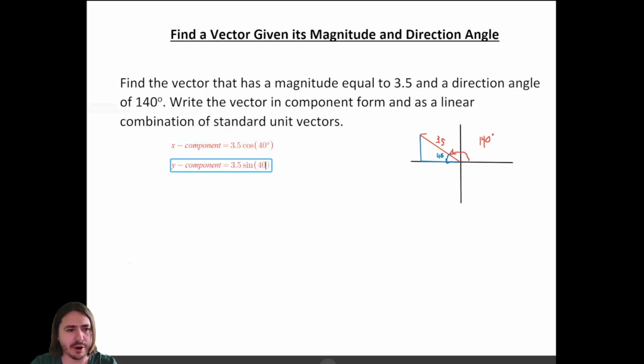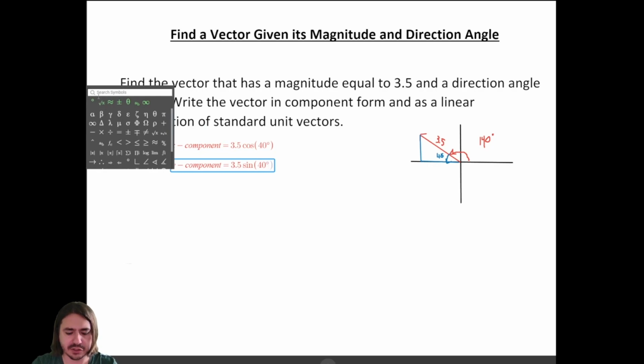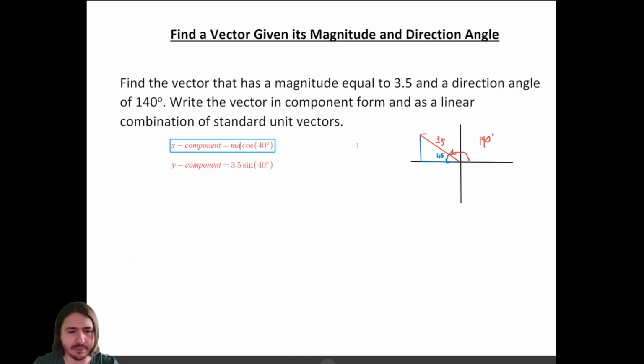So I'm writing this out here, but I think a good idea is to write out the rule generally. To find the x component, it's going to be the magnitude times the cosine of the direction angle. I'll just write it like that. And then for the y component, it's the same thing. It's the magnitude times, except we have the sine.